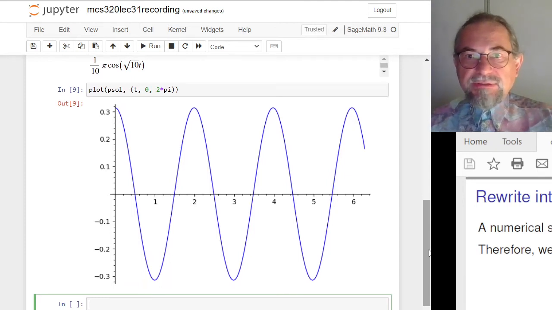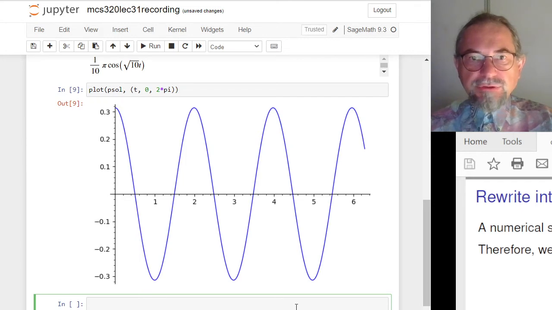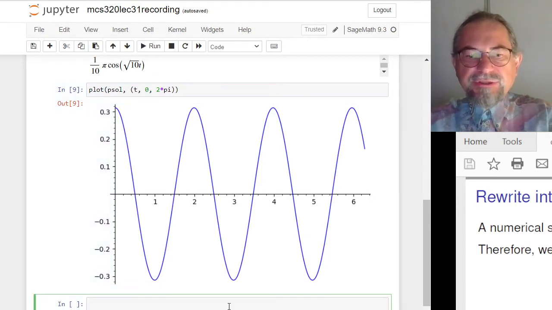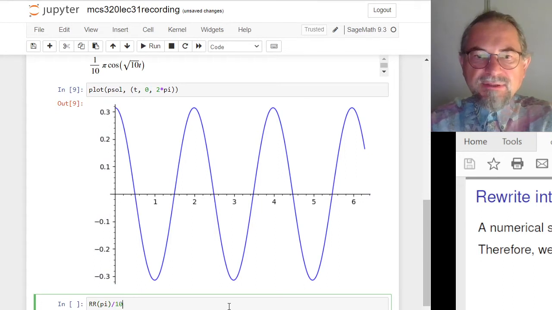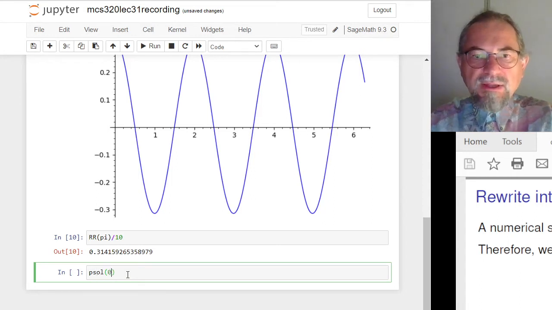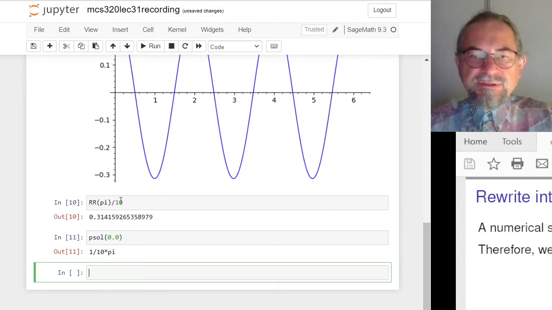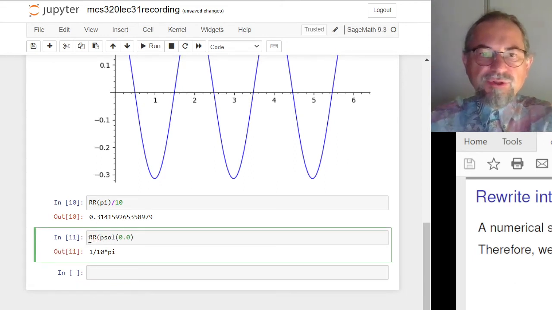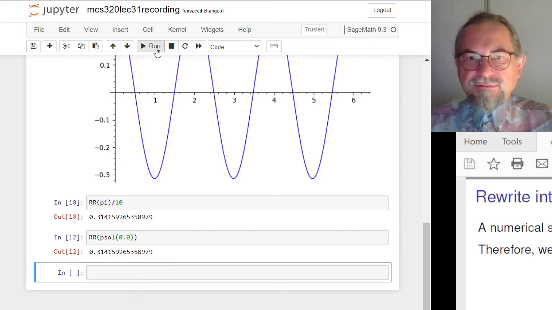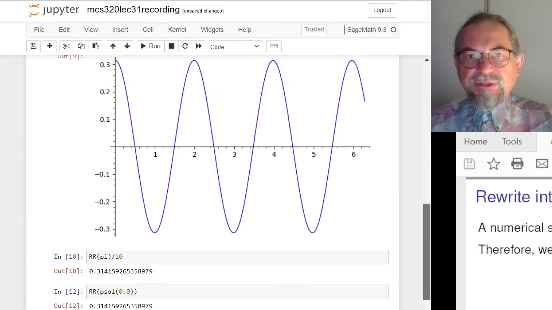So this is a plausible solution. The other thing that I want to indicate here is that pi over 10 was the initial angle, and if you look at pi over 10 and you also look at p-sol at 0, so that's the initial angle, and I probably should do this also for the derivative. That actually fits the initial condition. So that's one check that one can make.